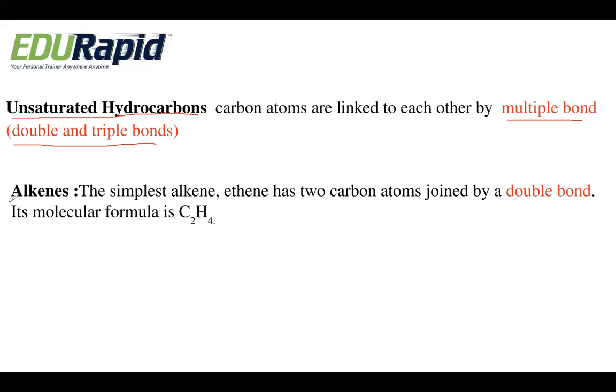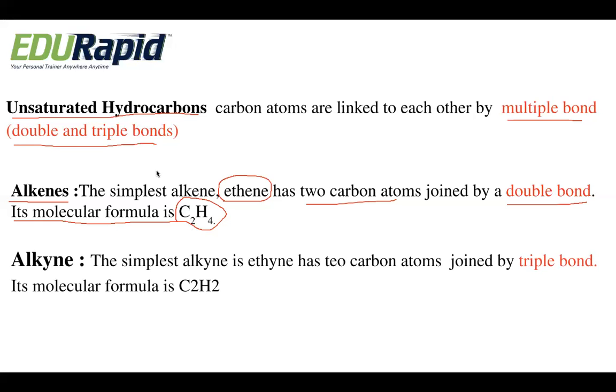So we have in unsaturated the alkenes, right? Instead of the ending A-N-E in alkane, here it is E-N-E, alkenes. The simplest alkene, that is ethene, has two carbon atoms joined by a double bond. Its molecular formula is C2H4. So here two carbon atoms link with the four hydrogen atoms, with a double bond between the carbons. So it is a type of unsaturated hydrocarbon.